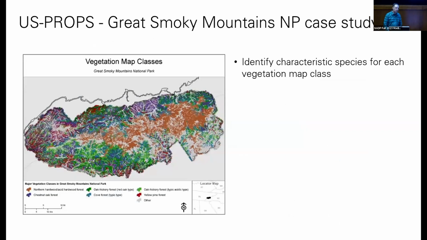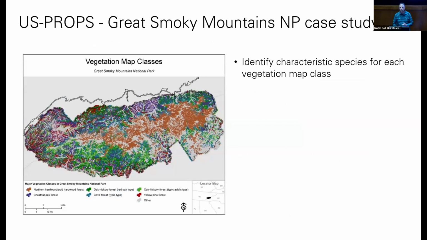So we did a number of site-level studies with the models just to get a feel for how they were working and do some testing, and we made a second version during that process. But our first regional application of the models was to Great Smoky Mountains National Park.